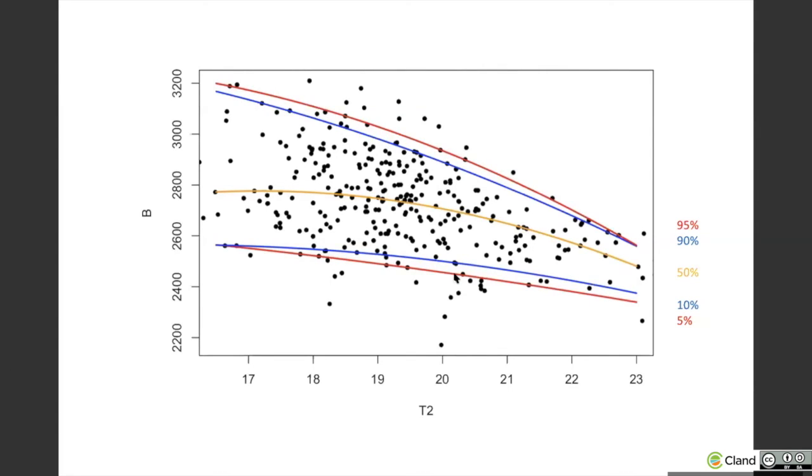The interpretation can be done as follows. If you take, for example, T2 equal 20 degrees Celsius, you can, based on the results, see that you have 5% chance to be higher than the biomass here of about 3,000. You have 10% chance to be higher than this value. You have 50% chance to be higher than this value in orange and 50% chance to be lower. If I take this 10% percentile, I can conclude that if T2 is equal to 20, I have 10% chance to be lower than this value in blue here, and 5% to be lower than this value in red here. So this is very useful when you are interested not by the average response, but by extremely high or extremely low response, for example, in a risk analysis.